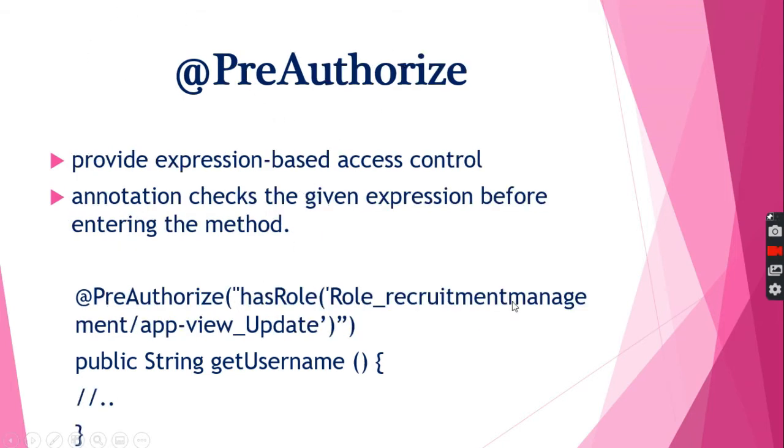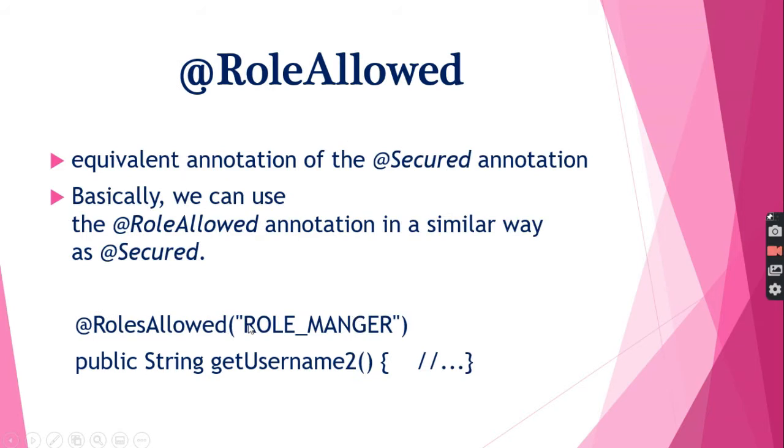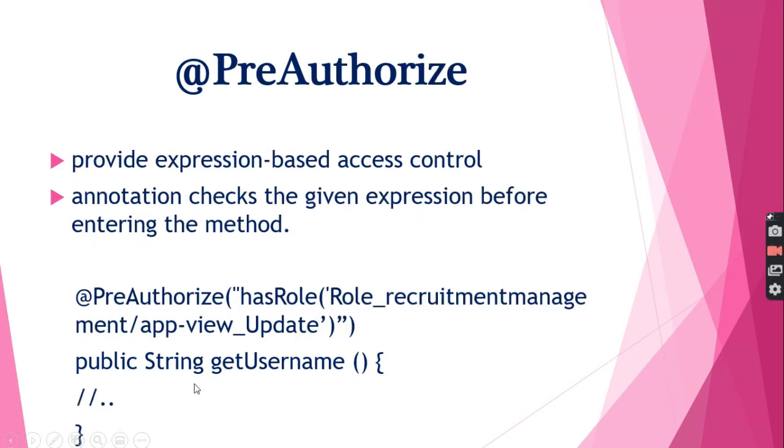PreAuthorize and PostAuthorize are commonly used. In the previous annotations, I specified a role directly. Here, guys, you can specify your expression, just like a string. In our project, if you remember, I used the feature permission URL, and that is exactly what I need to specify here. So in this place, you can specify this kind of string as you want.